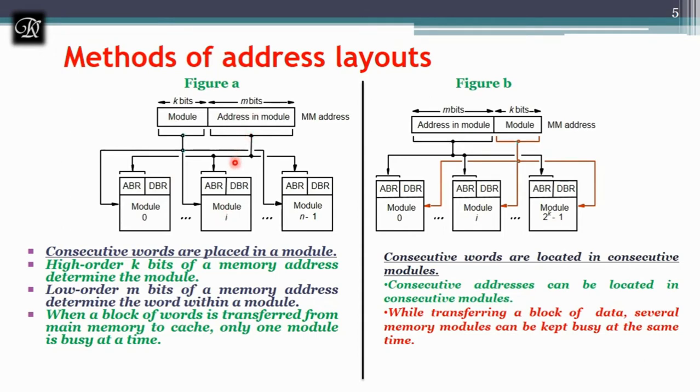When consecutive locations are accessed, as happens when a block of data is transferred to the cache, only one module will be involved. At the same time, however, a device with DMA, direct memory access, which we have discussed in the second module, may be accessing information in other memory modules. This is going to access the respective module, and this is going to access the respective word in the module. But this is not going to give better performance compared to the second model. We'll see how the second model is going to work.